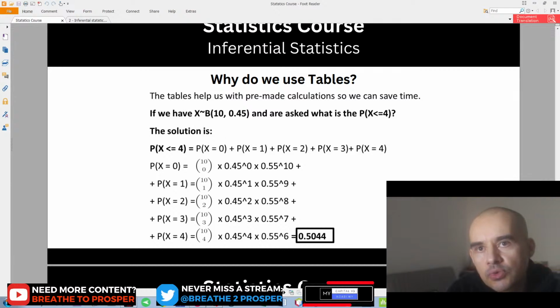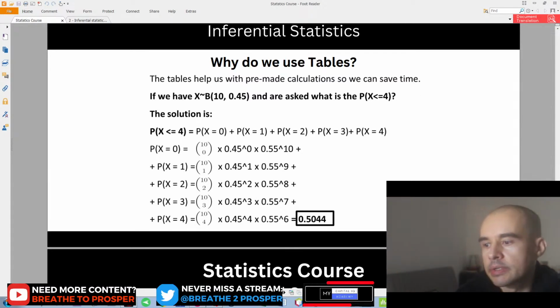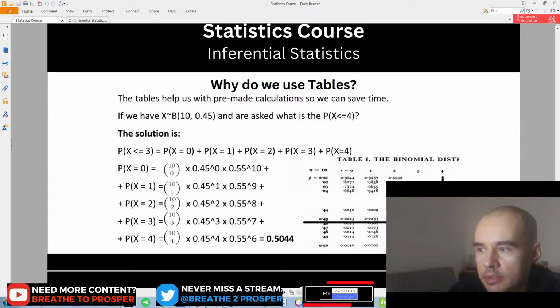Because this is a discrete distribution, and it's less than or equal to 4, you need to sum all the events until that point. So 0, 1, 2, 3, and 4. You actually need to do the math 5 times, really. And if I ask you what's the probability of x being less than 45, it would be horrible, because you need to do all the calculations. So this is where we use tables.